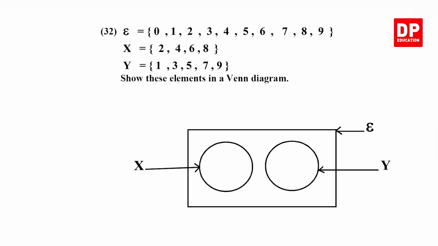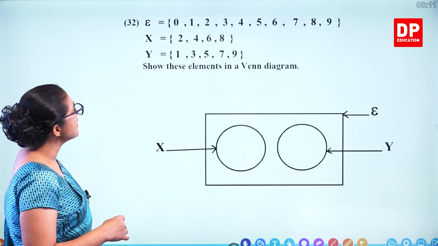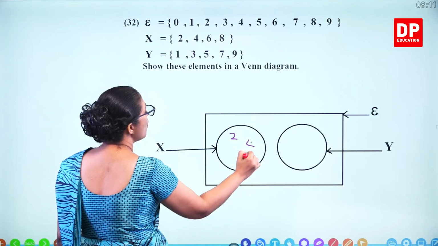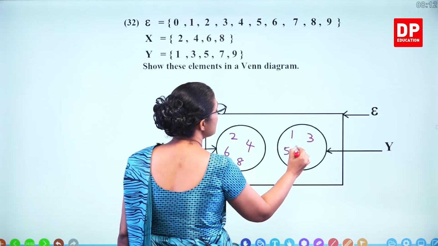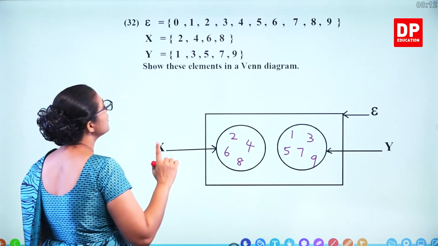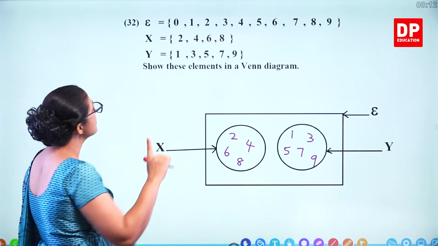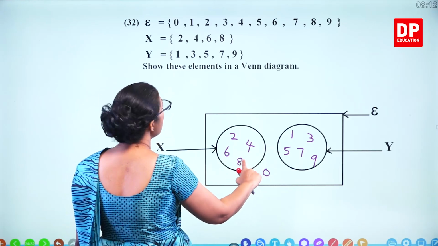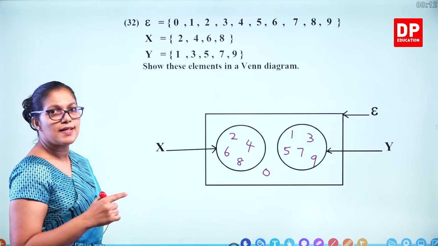Look at this question. You have given the universal set, X and Y. Show these elements in a Venn diagram. X is 2, 4, 6, 8. So there are no common ones. Y is 1, 3, 5, 7, 9. And are there any extra digits? Yeah, 0. So only 0 is outside. So this is a Venn diagram.